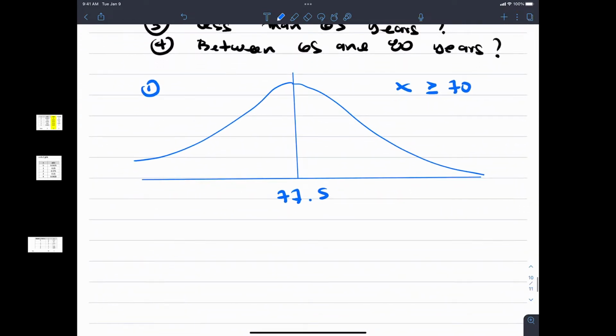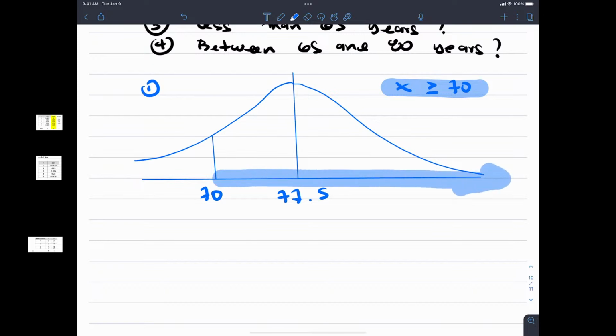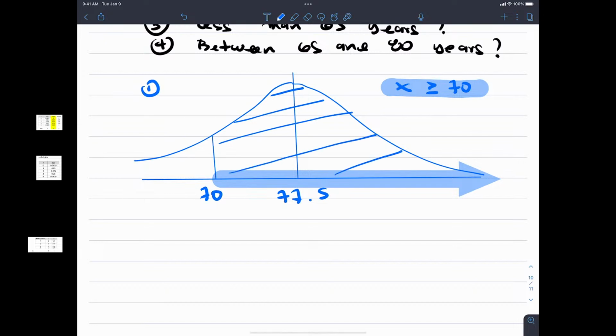So where is 70 in relation to 77.5? Do you guys remember? To the left. Smaller numbers are to the left and larger numbers are to the right. Think of that real number line. So at least 70, this phrase here means what? 70 or more. So there's your arrow. So you're going to shade the portion of the bell that corresponds to 70 or more.